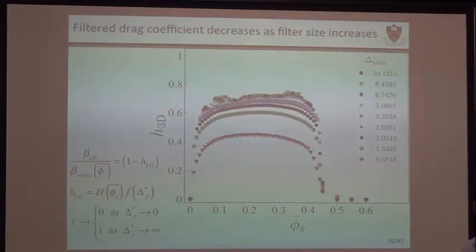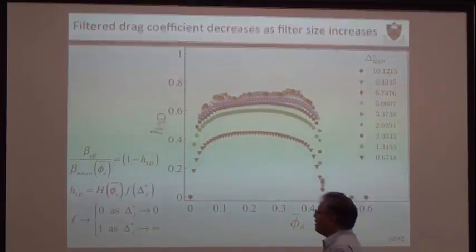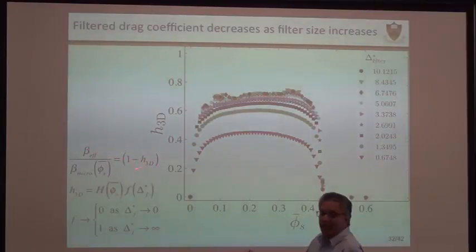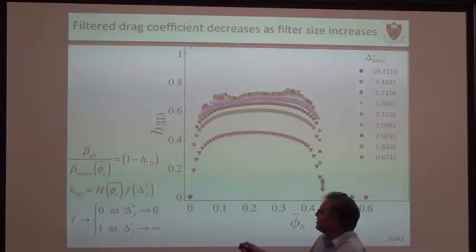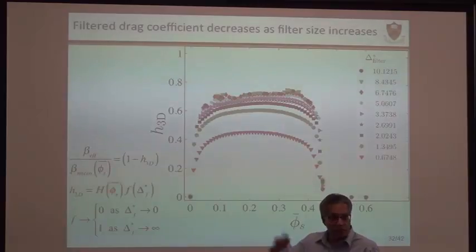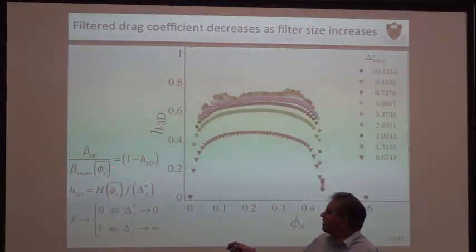Since then we have gone through several generations of that, and the way the field has evolved is that a corrected quantity is expressed as 1 minus H3D, and H3D is a correction. When the number is 0, it means there are no corrections. The microscopic drag law that you can work with from the literature is fine. When the number gets larger and larger, you're making bigger and bigger corrections.